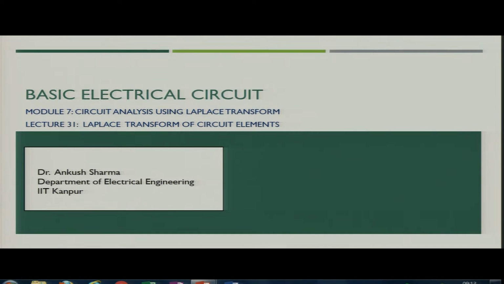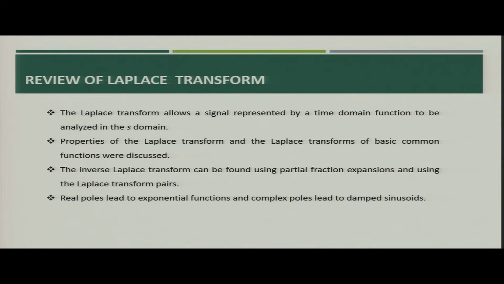Namaskar. In this week we will see how we can utilize the Laplace transform in circuit analysis. So, let us start our discussion. Before going into the detail, let us first recall what we discussed when we were discussing the Laplace transform.